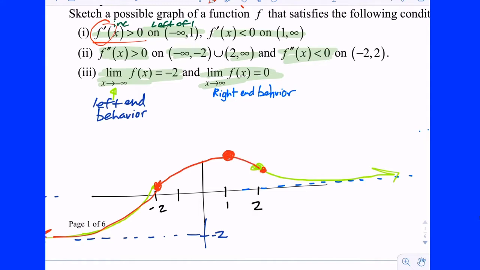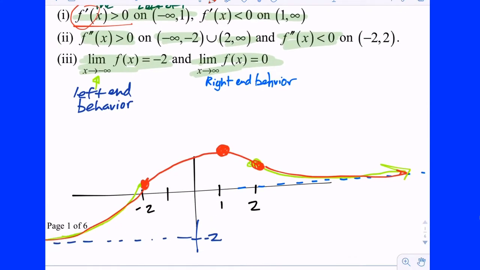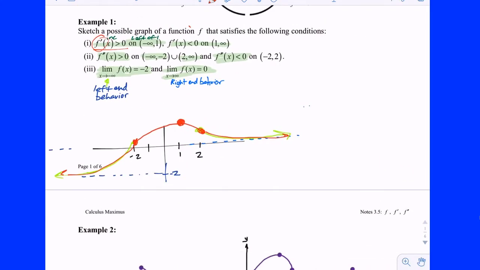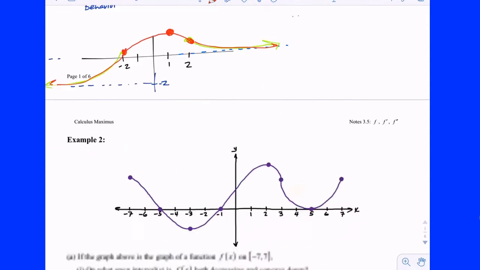And then it would come down like that to 2. It's nice to put solid dots at those x values where either your slopes change signs or your concavity change signs. I threw myself off there by not putting a dot at 1. Okay, so yeah, 1 would be the local max location, not 0. Okay, awesome. Moving on to example 2.